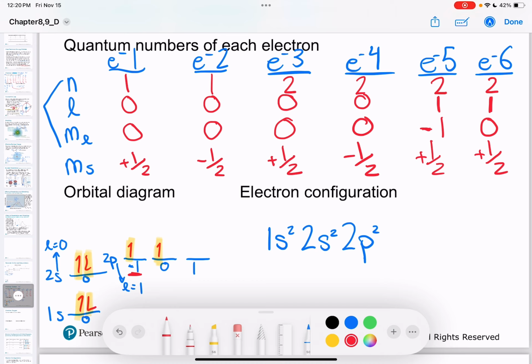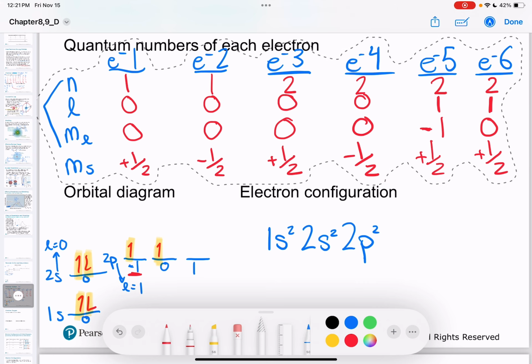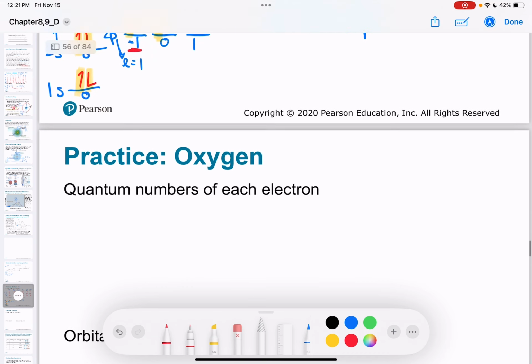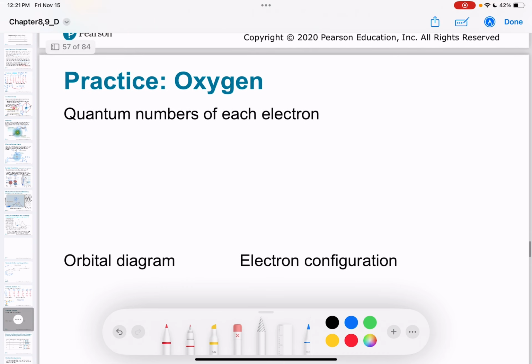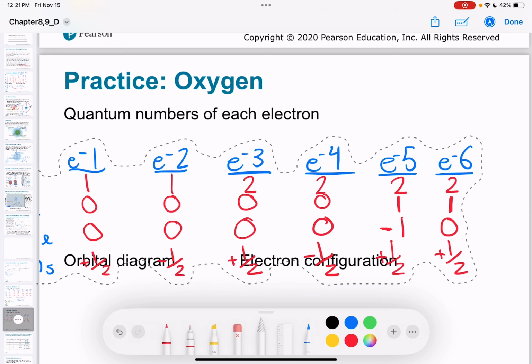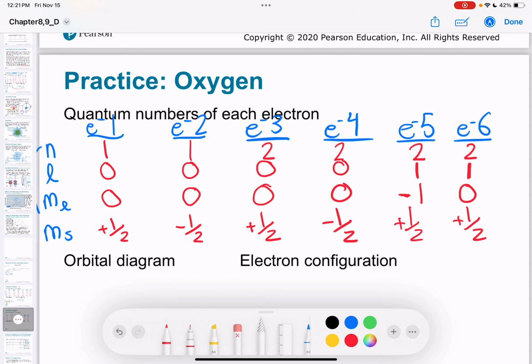Okay, hopefully you've already paused and done this for oxygen. Here's a nice little trick. Every electron follows the same pattern. You just add more electrons. So I literally am just going to copy and paste and add 2 more electrons here.